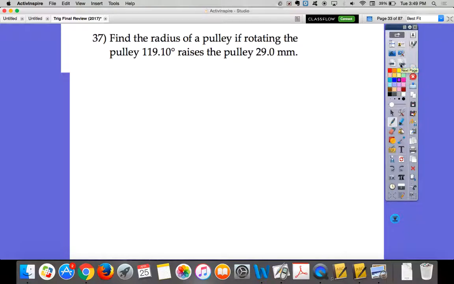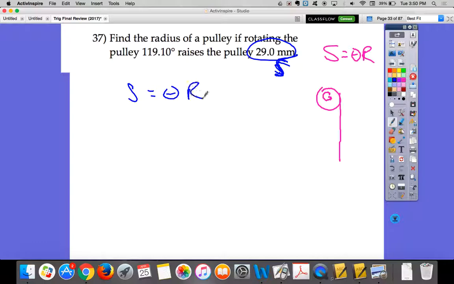So here we go. Same idea, we're still working with the S = rθ formula. Find the radius of a pulley if rotating the pulley 119.10 degrees raises the pulley 29 millimeters. Now think about that. If it raises it that much, you've got a wire coming down here and this thing is spinning, and the wire is still going around the edge. So this is really arc length, okay? It's S, and we've got 29.0.